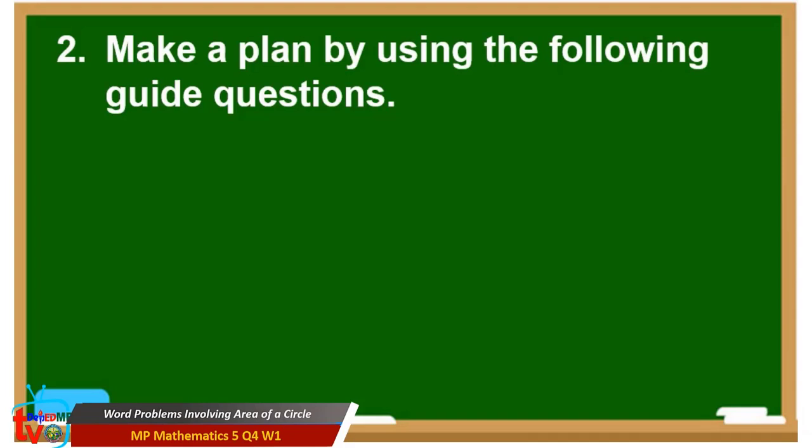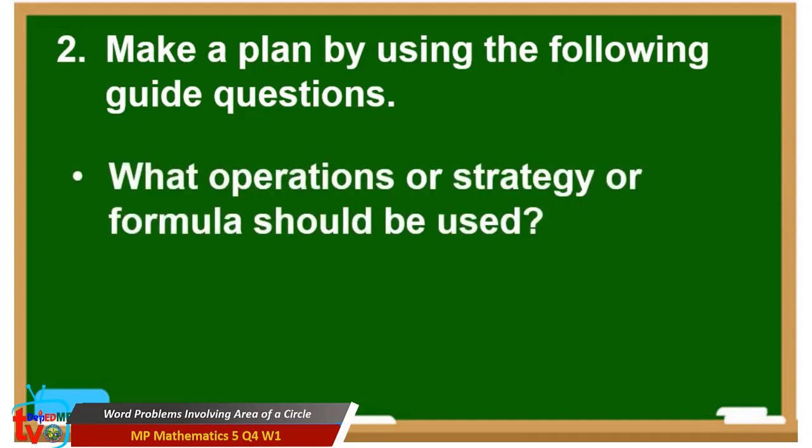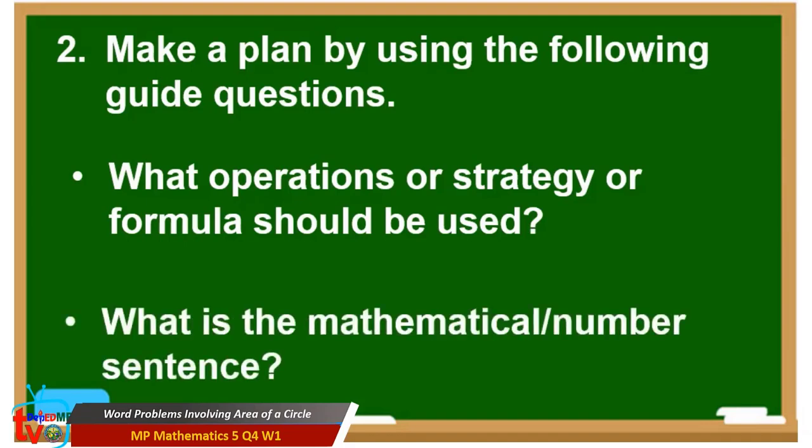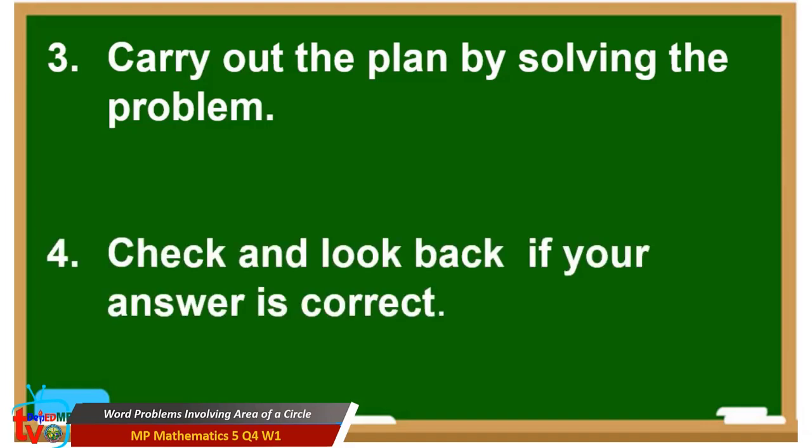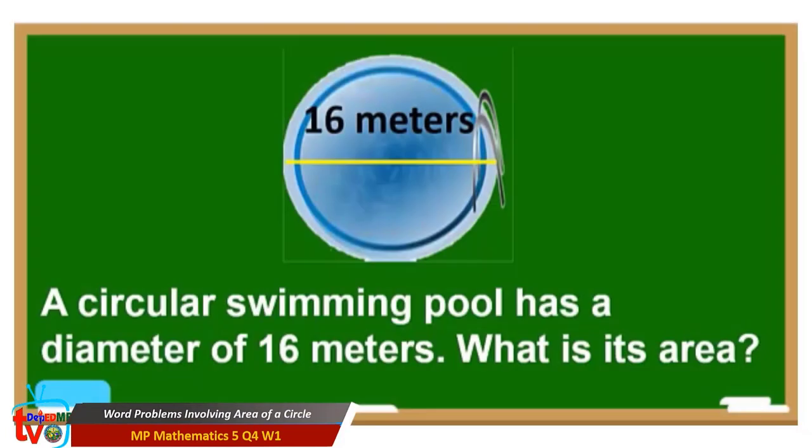Number 2. Make a plan by using the following guide questions. What operations or strategy or formula should be used? What is the mathematical number sentence? Number 3. Carry out the plan by solving the problem. And number 4. Check and look back if your answer is correct. Let us use the steps in solving the problem.